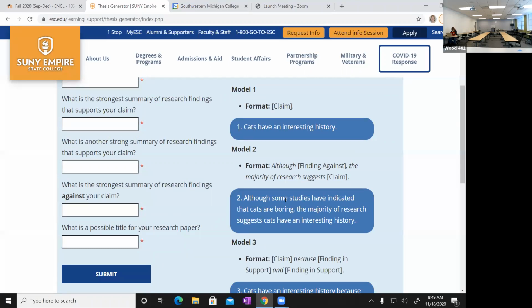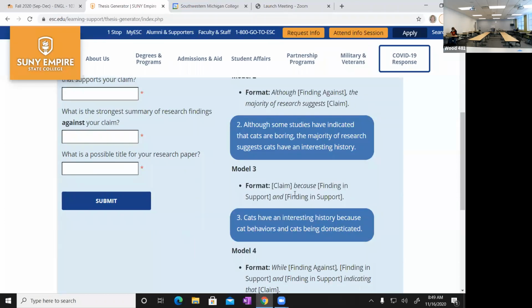In other words, I'm informing the reader. And although some studies have indicated cats are boring, the majority of research says cats have an interesting history. Okay.